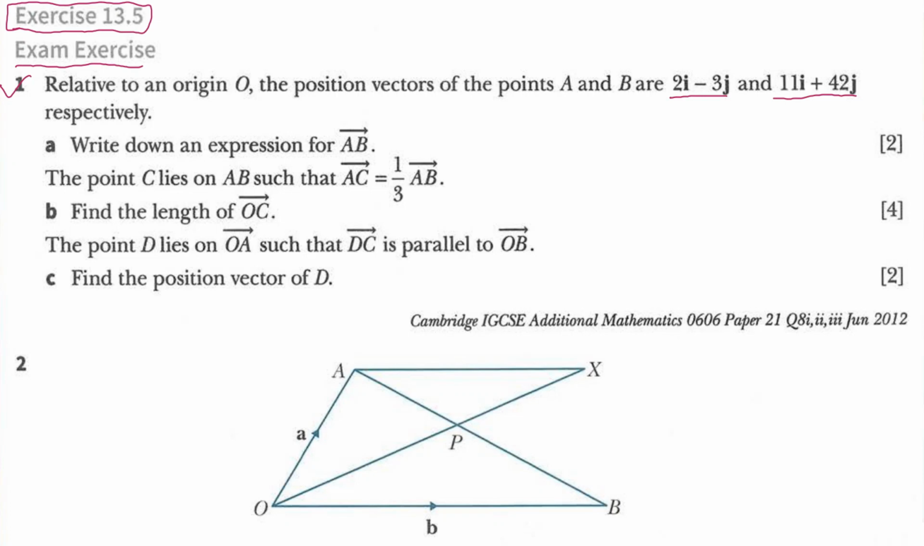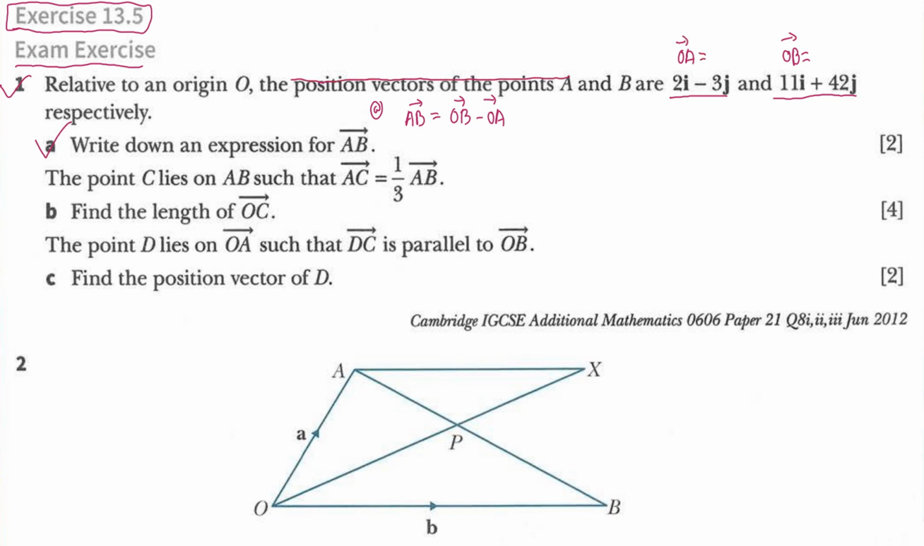First question, write down an expression for AB. We can write AB in terms of position vectors, which is OB minus OA. This is the vector OB given, and this is the vector OA given, because it is written here as position vector.